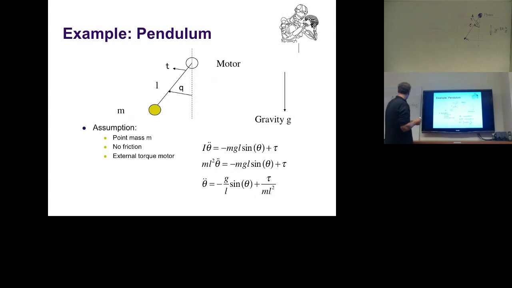So let's see, what do we need? All forces, all torques have to be balanced. One important torque is the inertial torque. So this is here, I theta double dot. This is the inertia. This is the acceleration of the pendulum. We'll get back to inertia in a moment.